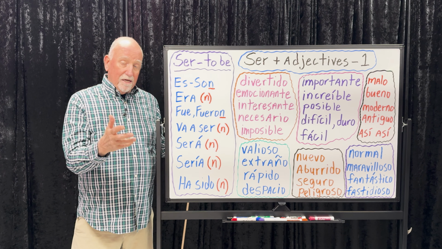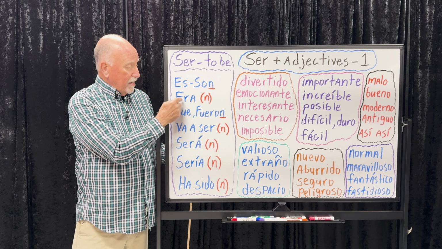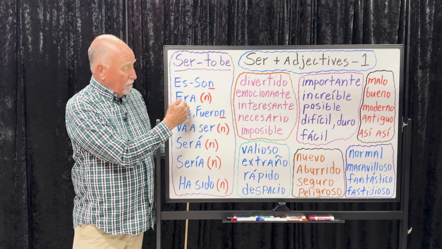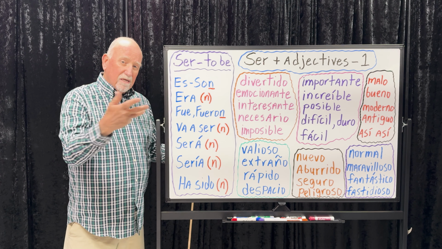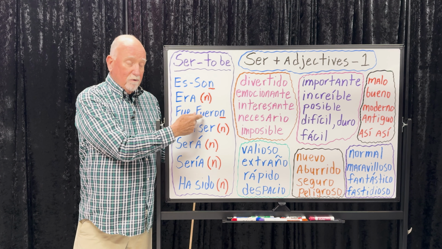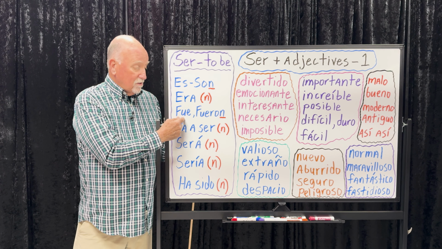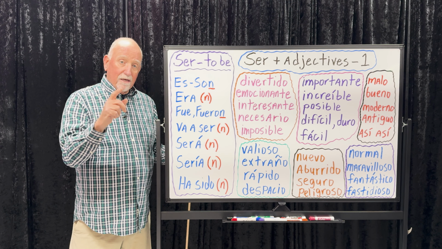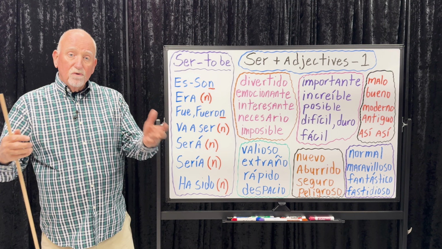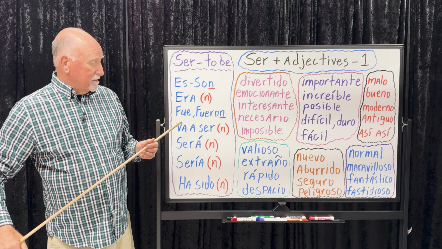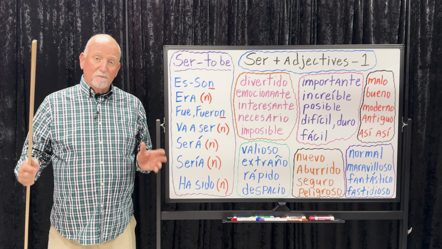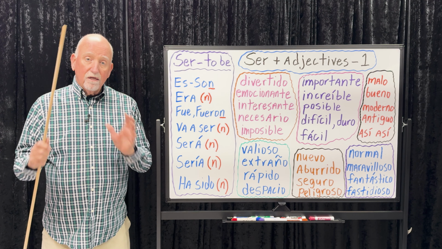If you're reminiscing and you're talking about something, you're going to go with era and eran. Something it was or they were in the past, like all the time, day in and day out, it'd be era or eran. Fue or fueron would be it was or they were, like a one-time thing. Like you went to go see the paintings in the Louvre, right, in France, in Paris, and you say, it was incredible. Fue increíble. I get goosebumps thinking about France. I just love that country.